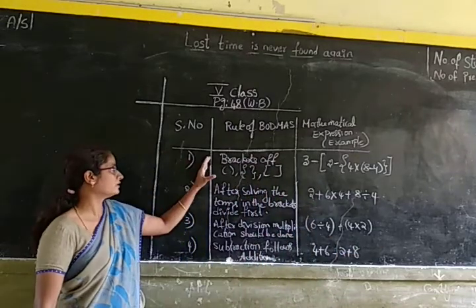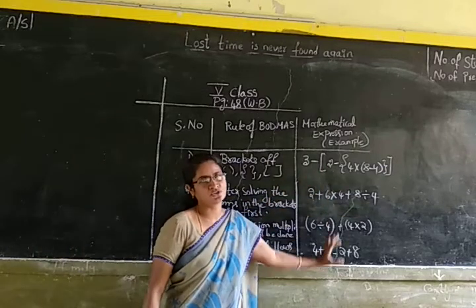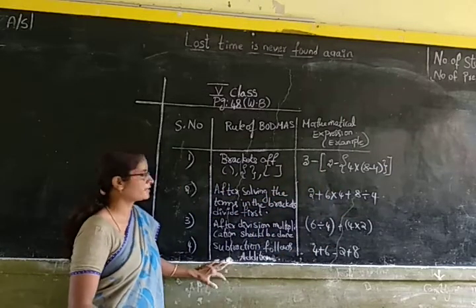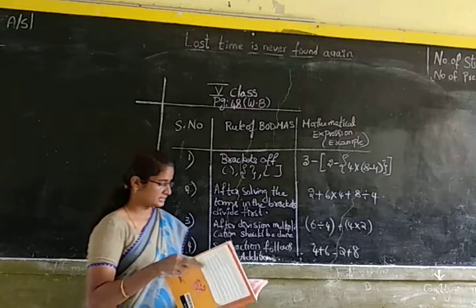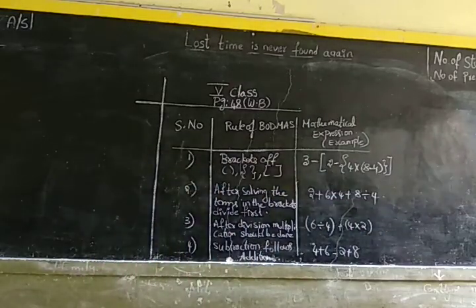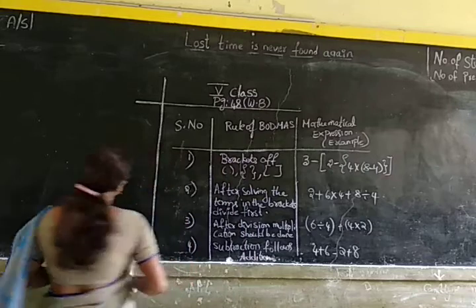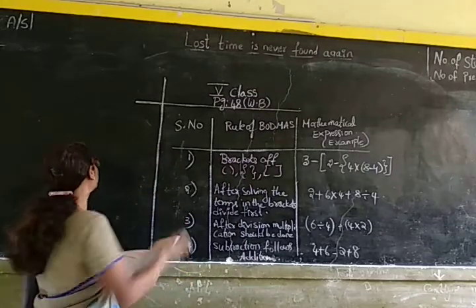You have to write the rules of BODMAS and an example of an expression for each rule. Okay, children? This slide you have to complete. Now let us answer the questions given under the table. So I am answering the questions this side. So what is the first question?